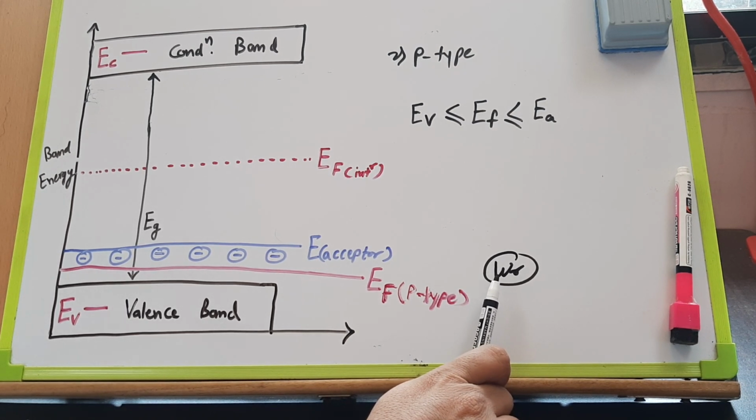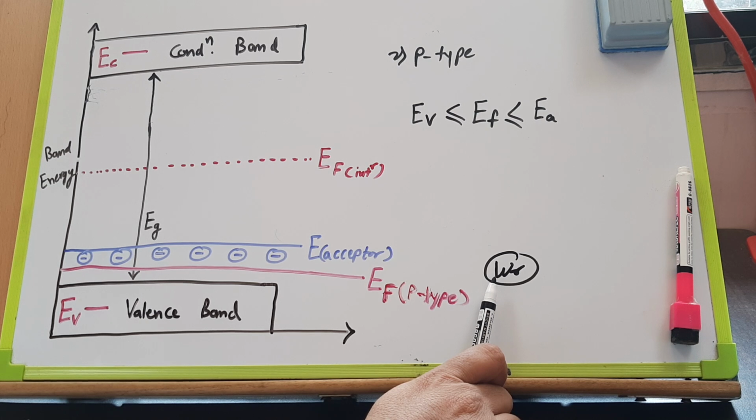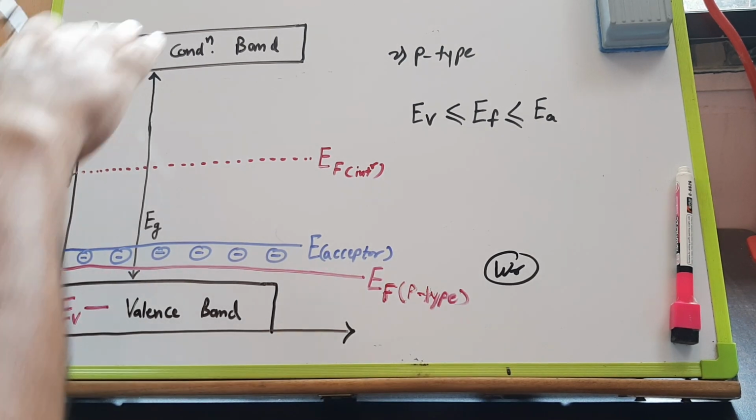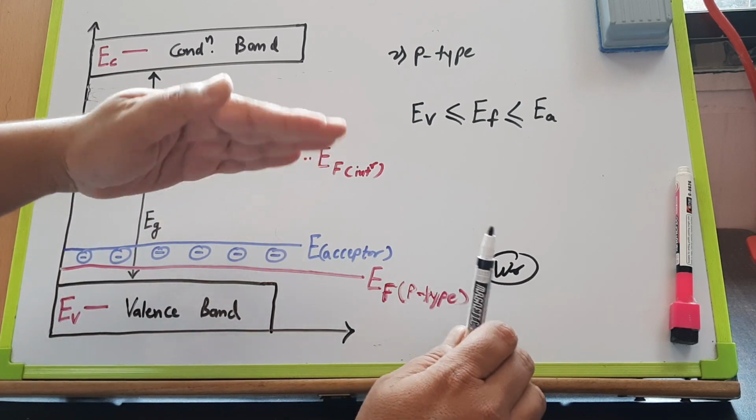Subtitle: Position of Fermi Level in P type. Okay, in a P type semiconductor the concentration of holes is greater than that of electrons. Hence, the center of gravity moves down, so the Fermi level is below the middle of the forbidden gap.